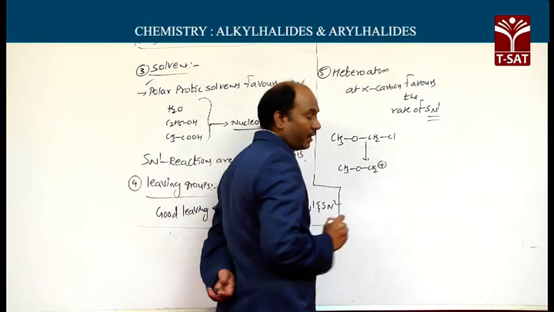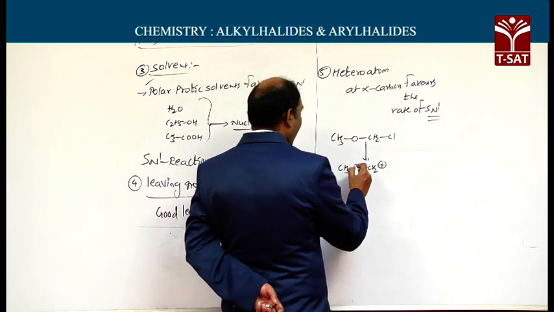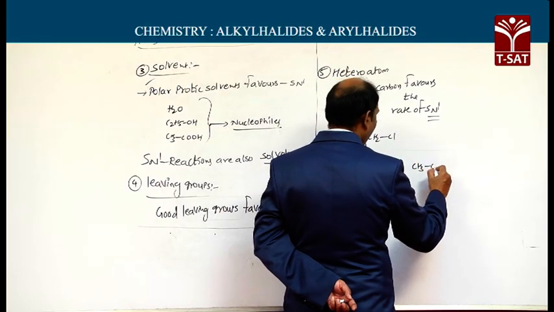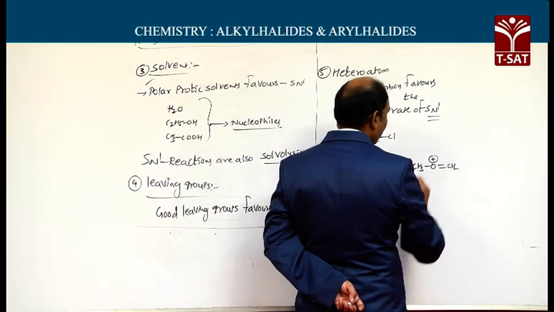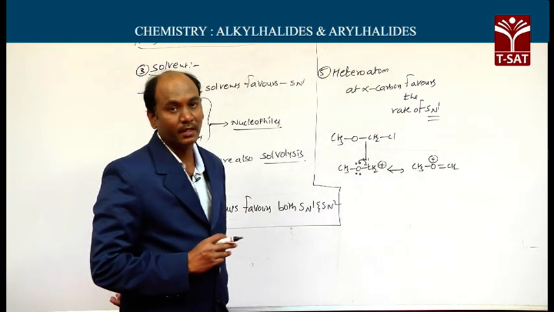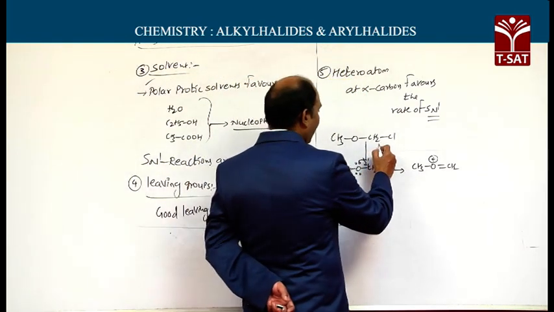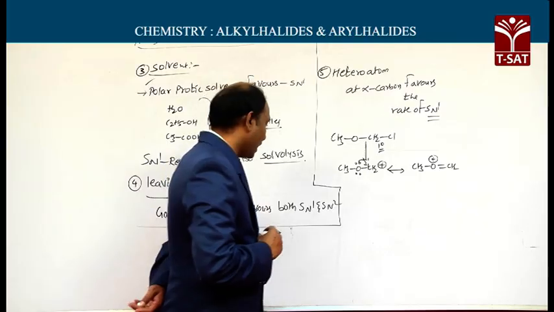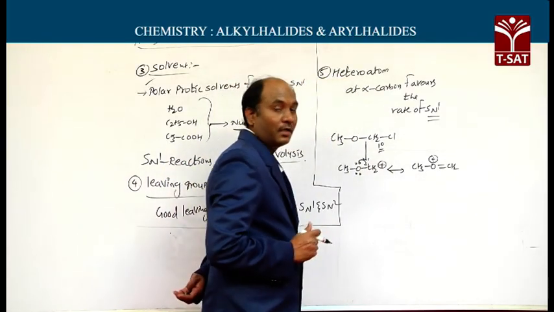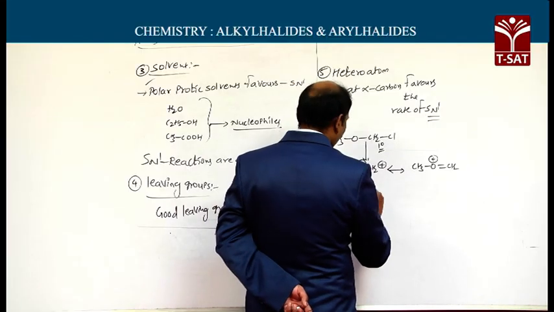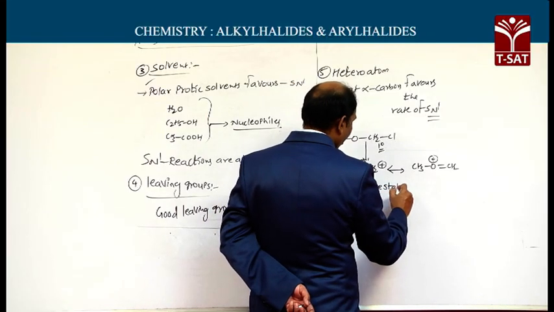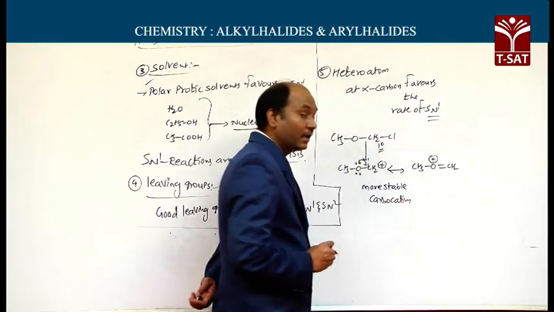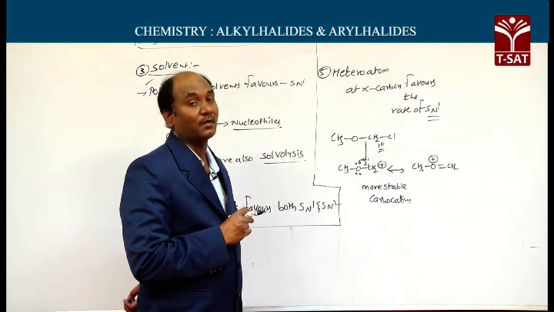CH3OCH2 plus, a carbocation intermediate, is formed. This carbocation intermediate is stabilized by resonance, CH3O=CH2 plus. That means even though it is a primary alkyl halide, it favors SN1 reaction when compared to SN2 reaction. Why? Because the formed carbocation is stabilized by resonance. It is a more stable carbocation, even greater than the tertiary butyl carbocation.